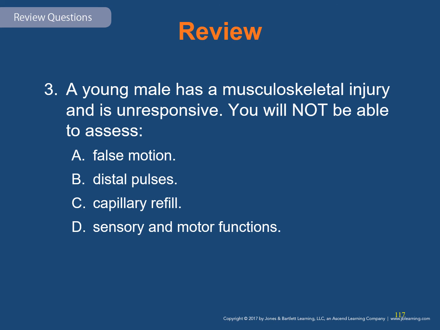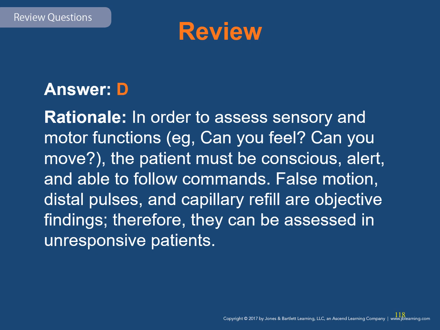Review question 3. A young male has a musculoskeletal injury and is unresponsive. You will not be able to assess A. False motion, B. Distal pulses, C. Capillary refill, D. Sensory and motor functions. The correct answer is D.